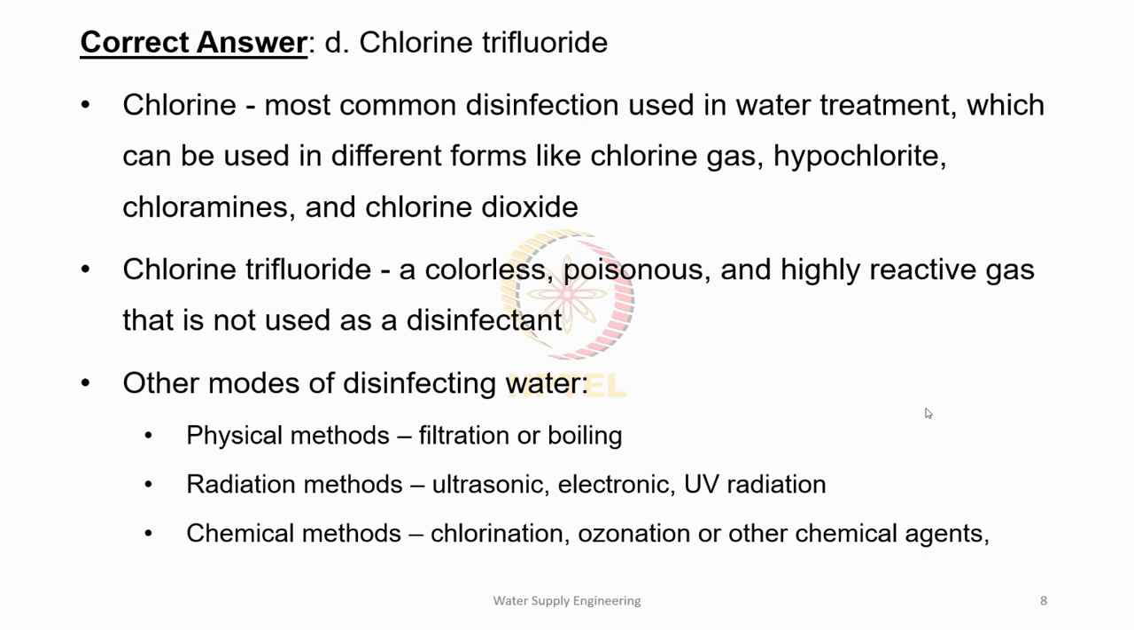Another method is the radiation method, where we make use of ultrasonic, electronic, or UV radiation to remove bacteria and other microorganisms, typically pathogenic, that is disease-causing microorganisms, from water. And also we have chemical methods, like chlorination. Other chemical methods are ozonation or adding other chemical agents.